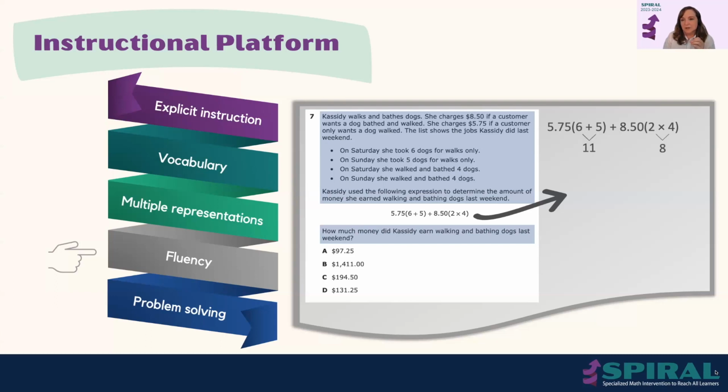So, first, I'm going to figure out, well, what do I do within the parentheses? And then I'm going to multiply each of those amounts, $5.75 times 11 and $8.50 times 8. Sorry about that. And I'm going to do the multiplication and then I'm going to add those numbers together. And so think of how much reading is necessary to kind of understand what's going on. But if my fluency wasn't as well developed as it could be, then it's going to be very taxing to try to solve this directive word problem.